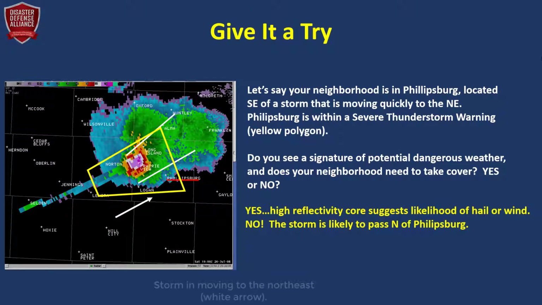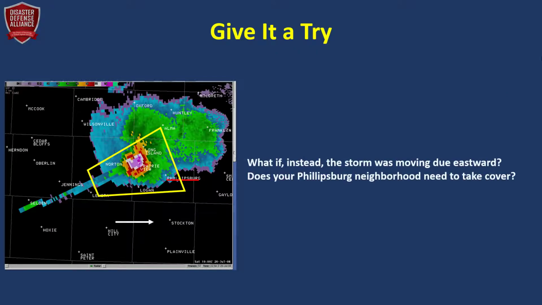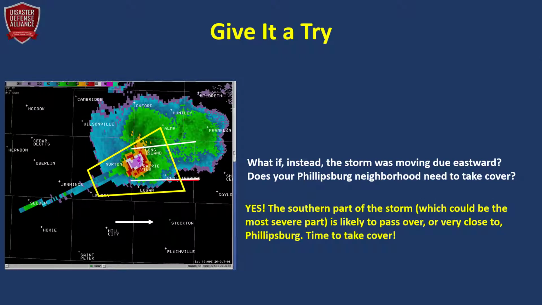Unless the size of the storm grows, the northeastward motion will take the storm north of your neighborhood. So despite being within a warning itself, this is an example where close monitoring is necessary, but notification to take immediate action may not be needed. Now, what if, in this example, the storm was moving due eastward? That would take the southern part of the storm, which is likely the severe part, to right over the neighborhood. So in this case, yes, neighbors should be notified to take cover.